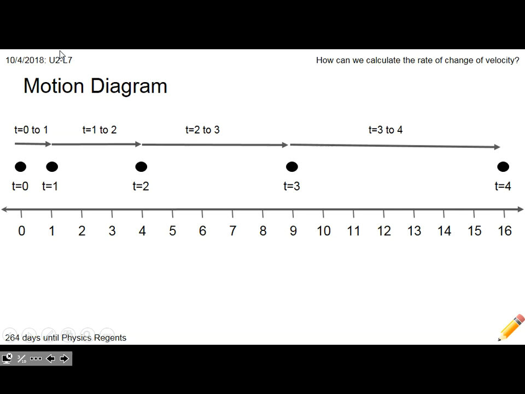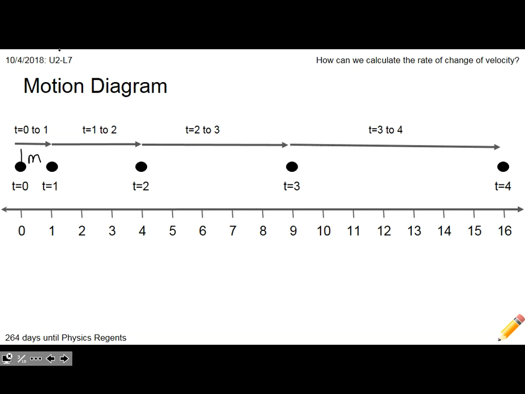Let's start with the first one. How long is that first displacement arrow? From t equals 0 to t equals 1. Dana, how long is that? 1 unit, because we went from 0 to 1, so we do like 1 minus 0. So it is 1 meter long.